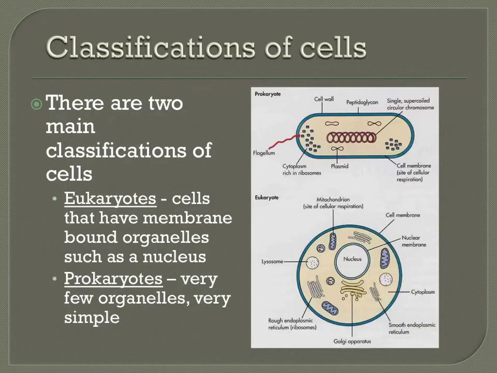There are many different classifications of cells. There are hundreds of different types of cells in the human body alone, but all cells belong to one of two main classifications, prokaryotes or eukaryotes. Bacteria, very simple, single-celled organisms, are prokaryotes. Plants, animals, fungi, algae, everything else on Earth are eukaryotes.